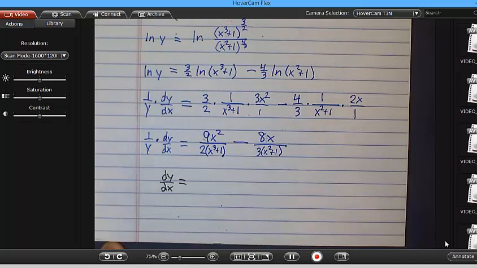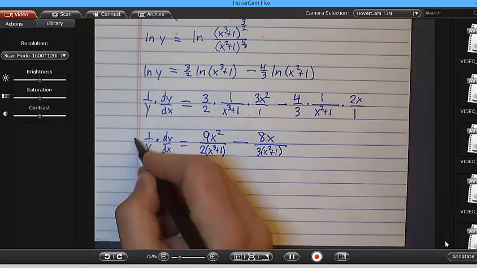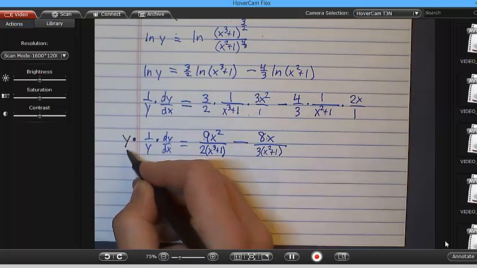Why? Because I didn't get dy dx by itself yet. If you have this equation, what do you have to do to both sides to get the dy dx by itself? You need to multiply both sides by y. Well, what is y?